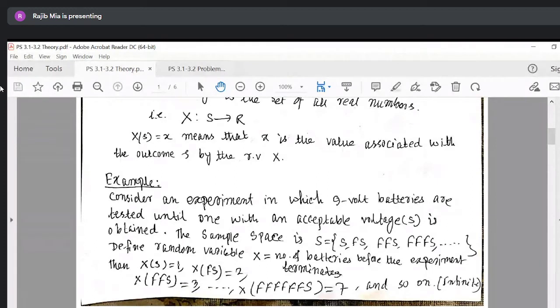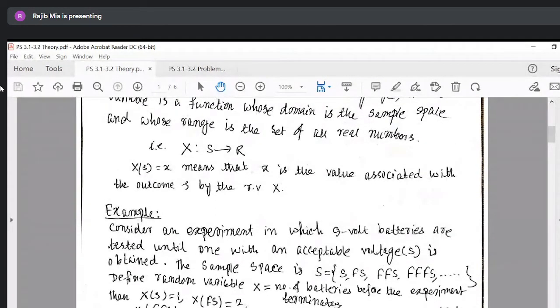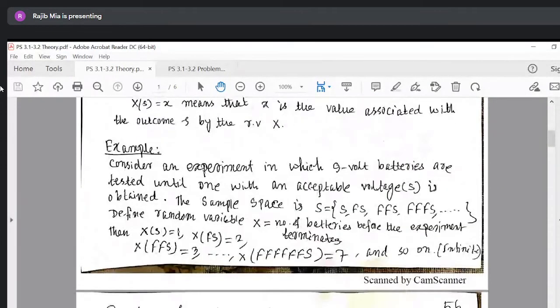X counts the number of batteries. You see, the random variable X is a function from S to R. That is, for each outcome we assign a real number. The first outcome is S. X counts the number of batteries we tested, and for the first outcome we tested only one battery. So X equals 1. The real number we assign to this outcome is 1.